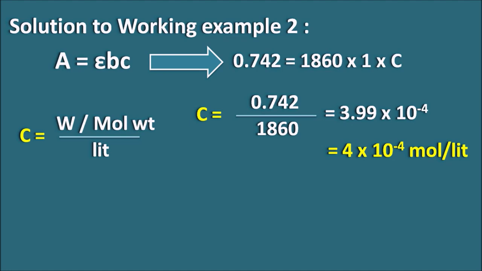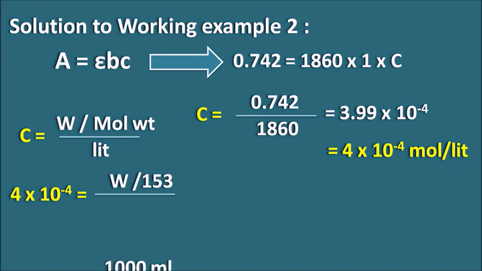By using this equation, now we can calculate the weight of the drug per 100 ml of the solution. So now we got the concentration as 4 into 10 to the minus 4 moles per liter, which is equal to weight, which is unknown, by molecular weight, given as 153, whole by the liter, which can be written as 1000 ml. From this we can calculate the weight of the drug per 100 ml.